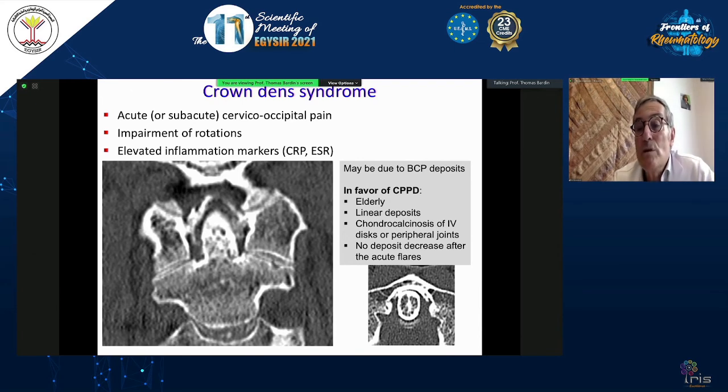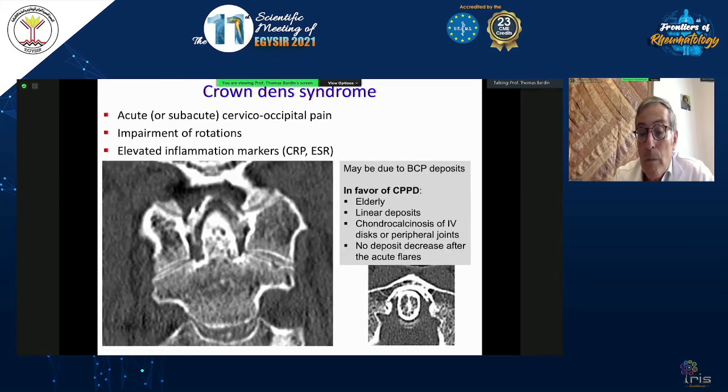This is a very severely painful syndrome. The problem is that it can be due either to CPP or to BCP crystals. It's most frequently CPP crystals, and clues for the diagnosis of CPP is the fact that it occurs in patients quite old. These linear deposits I showed you in the retro-odontoid ligament are specific, and most of the time you will find some chondrocalcinosis of some intervertebral disc.